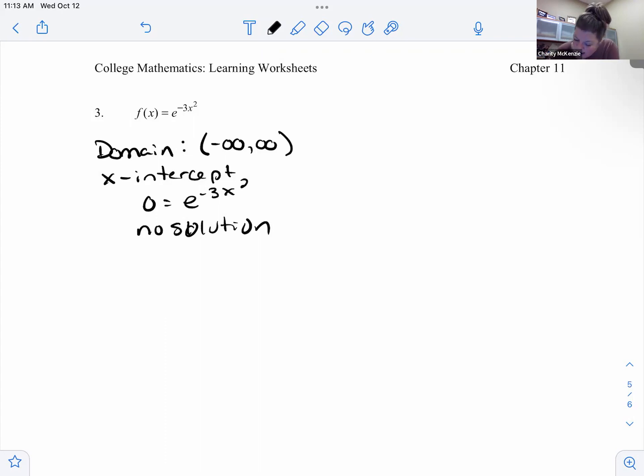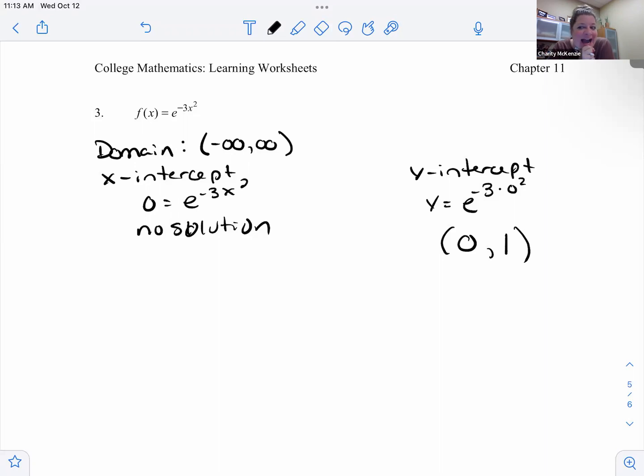All right, y-intercept. Y-intercept, you let x be 0. So y equals e to the negative 3 times 0 squared. So e to the 0 basically is 1. So we have the point: we put in 0, we got out 1. Perfect. What was the last thing? Asymptote. We can't get out 0. So we actually have an asymptote at y equals 0.